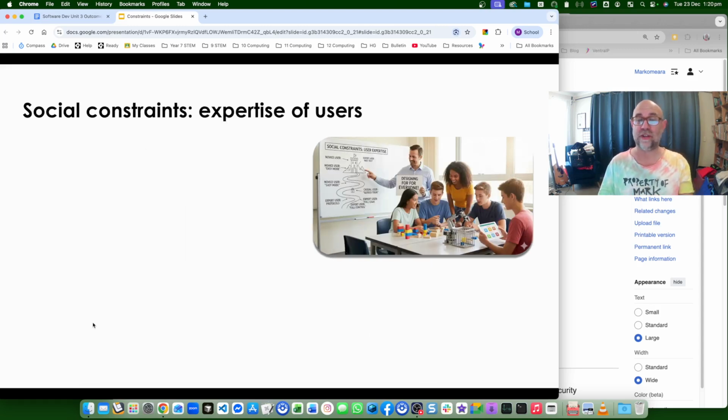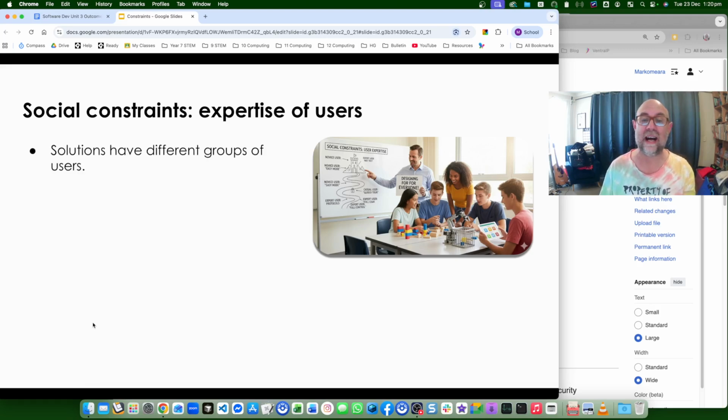So, social constraints. I think I've actually misunderstood this in the past, and I think that perhaps other people misunderstand it too. Social constraints are not like ethical norms. Social constraints are for, well, who are we designing it for? Not everybody is the same in terms of their expertise. So the solution will have different groups of users.